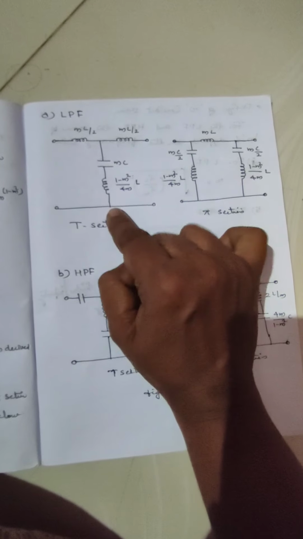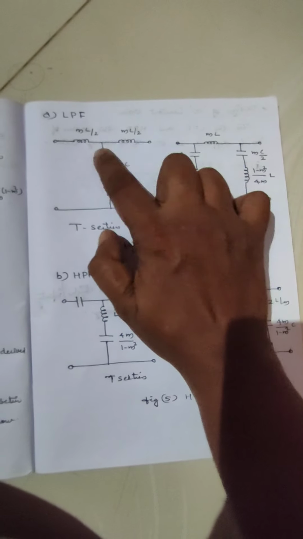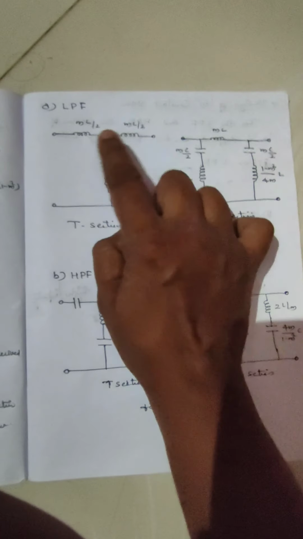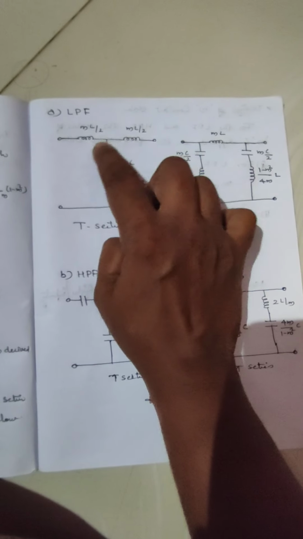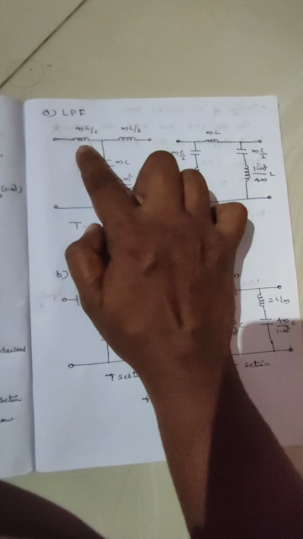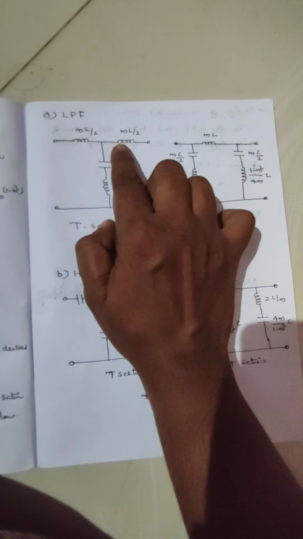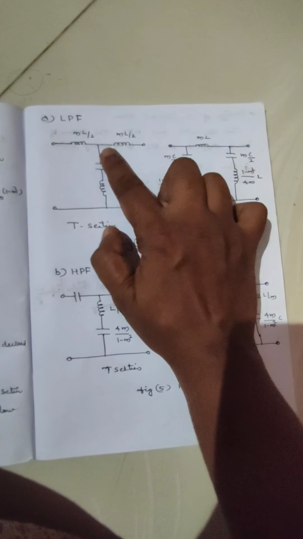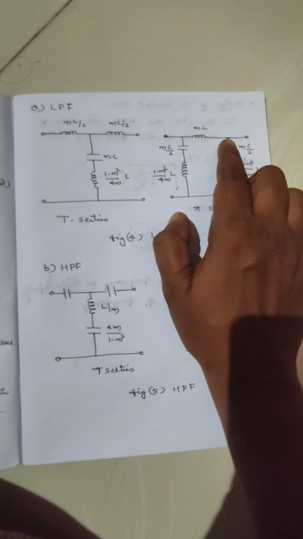Okay, same way whenever it will be transformed into its pi section, the total values are based on this. Listen, here the total value we gave is ML/2 and ML/2 for the inductors that are connected in series. So the total value will be ML. Then the series connected inductor total value is m into L.